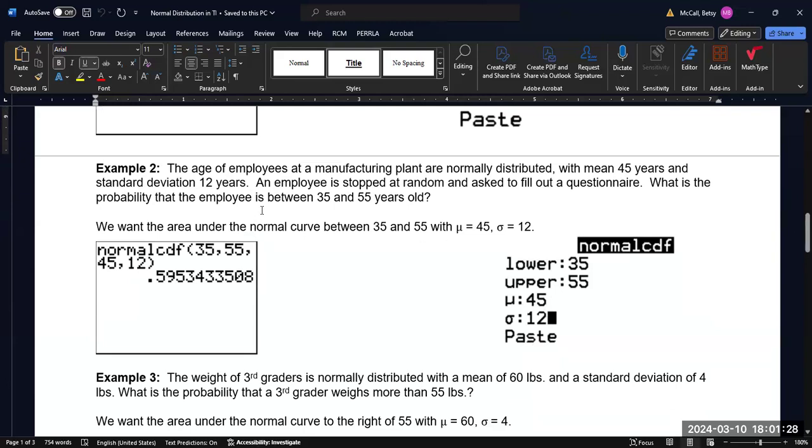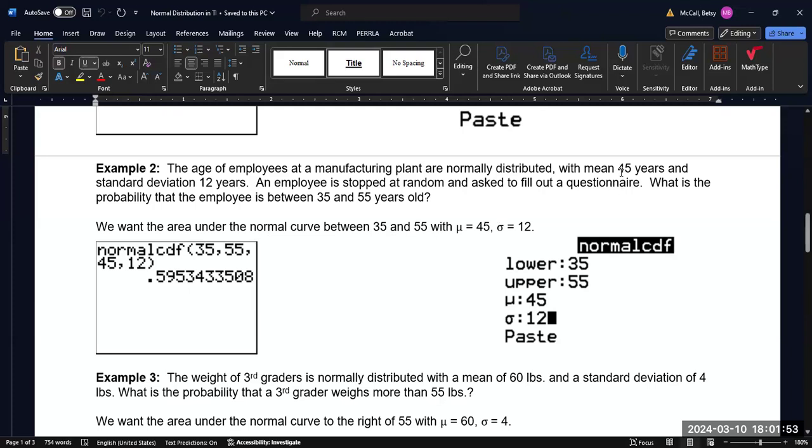So let's look at a second example. Now, the age of employees at a manufacturing plant are normally distributed with a mean of 45 years and a standard deviation of 12 years. An employee is stopped at random and asked to fill out a questionnaire. What is the probability that the employee is between 35 and 55 years old? So again, we want the area between these two values on our normal curve.